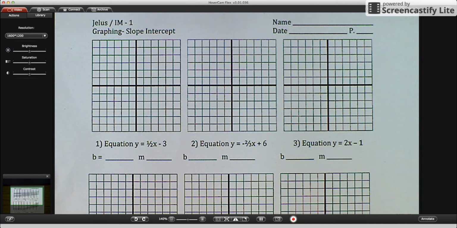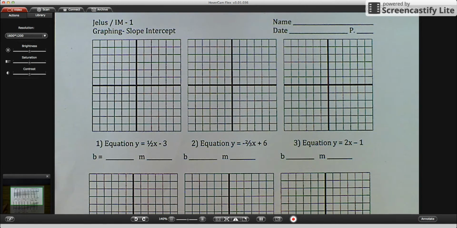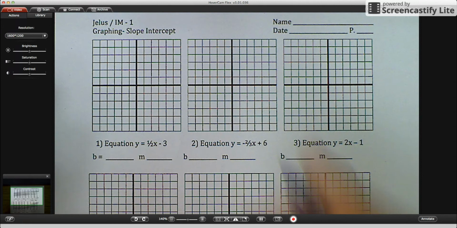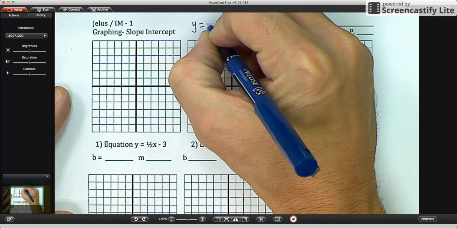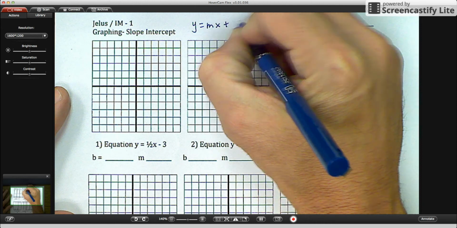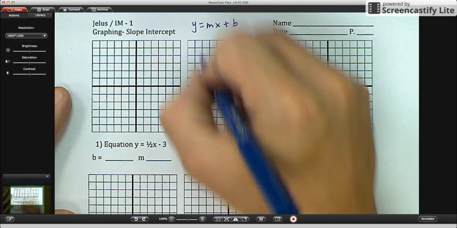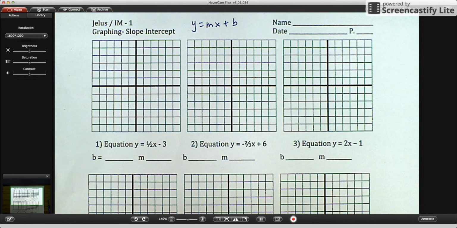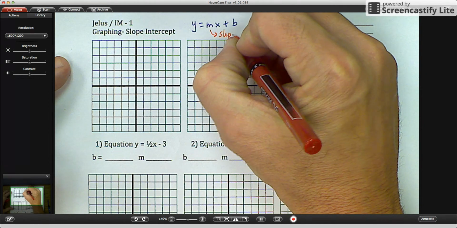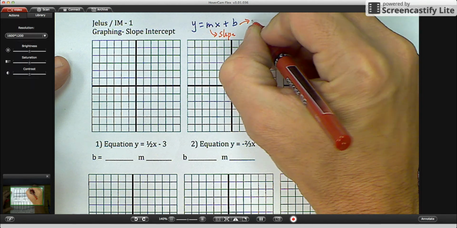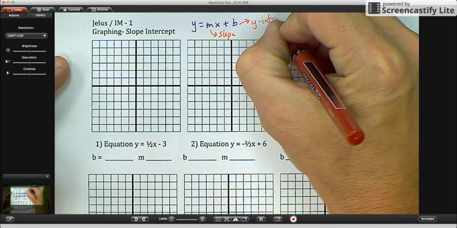We're going to go over the homework that I assigned because we ran out of time in a couple of the periods. So we're going to graph some slope-intercept equations. First thing that I always want to do is I always want to have the formula. So the formula is y equals mx plus b. And the m is our slope. And the b is my y-intercept.